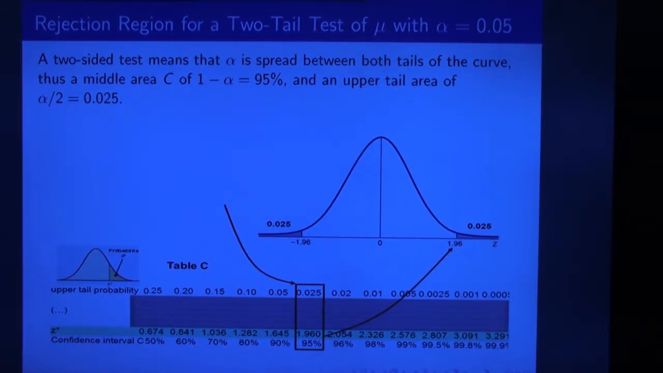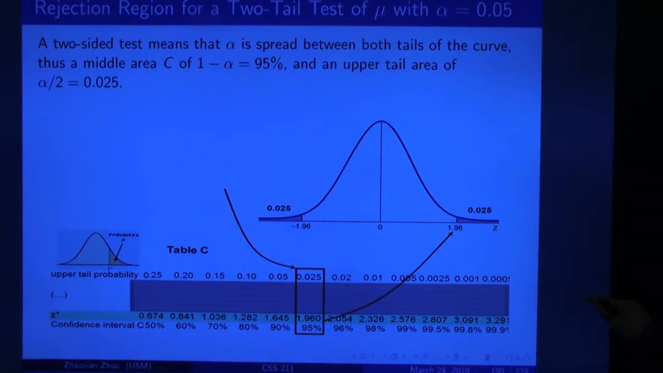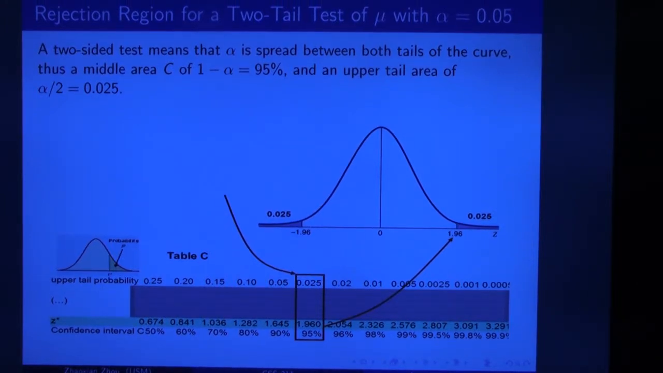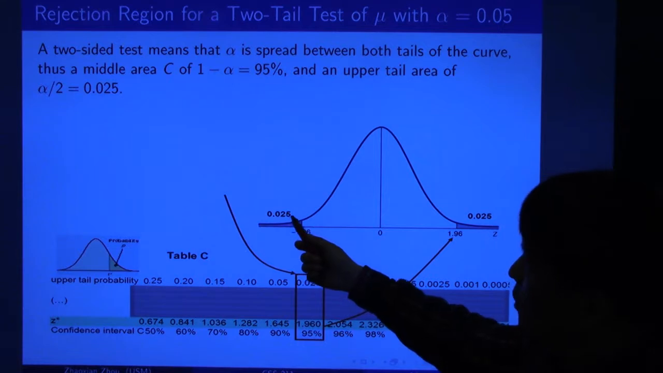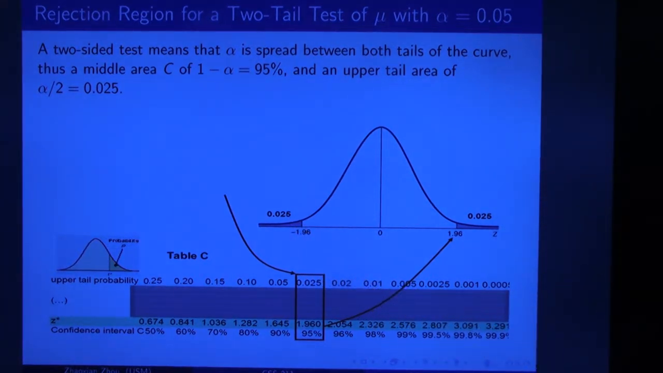Rejection region for a two-tail test of mu with alpha equals 5%. 5% means the rejection area equals 0.05. And because this is a two-tail test, each side must equal 0.025. This also equals 0.025.